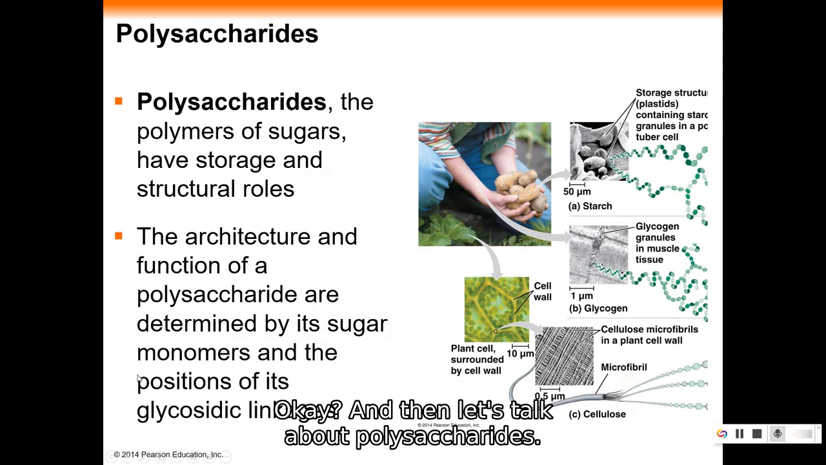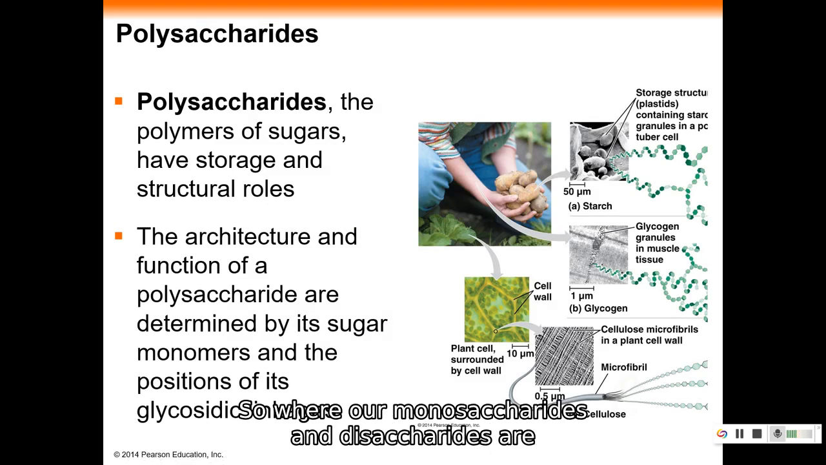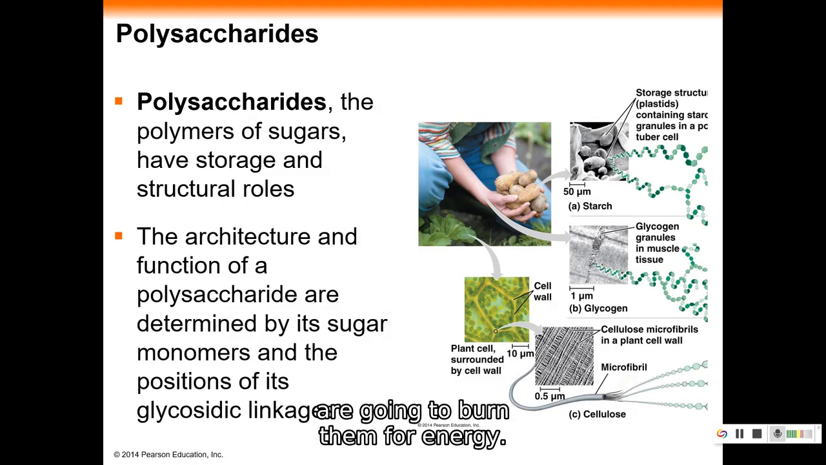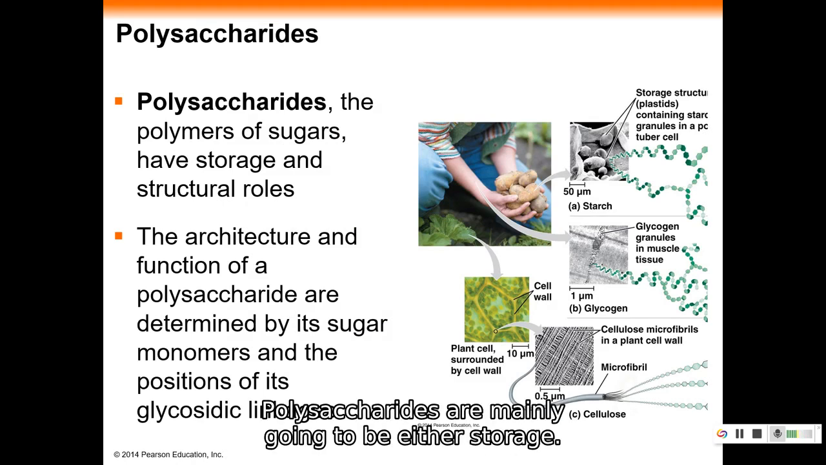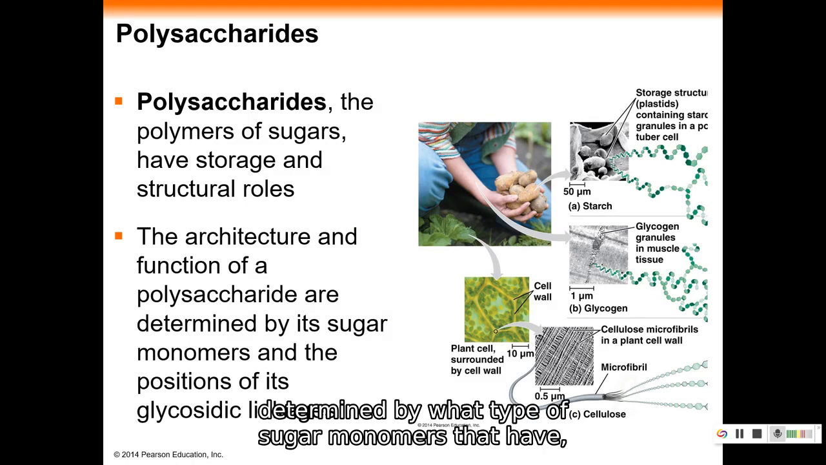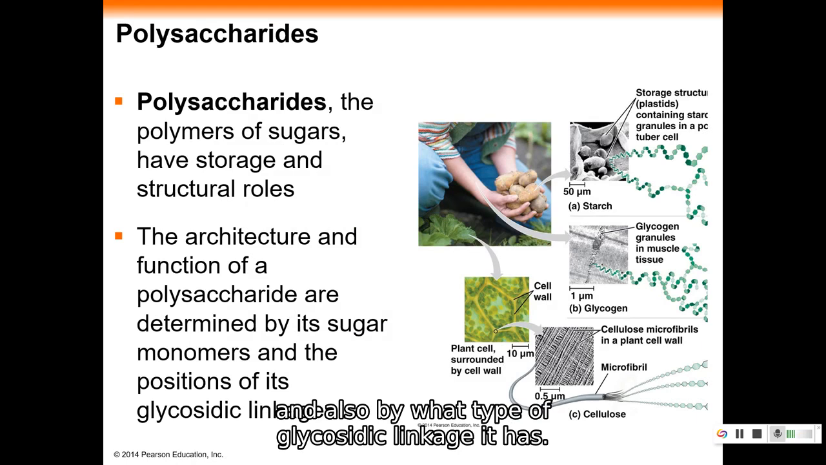Okay, and then let's talk about polysaccharides. Where our monosaccharides and disaccharides are mainly fuel, your cells are going to burn them for energy. Polysaccharides are mainly going to be either storage, so you store sugar for the long term, so that if you are eventually in a famine, you have some stored sugar for energy, and also structural roles, so holding together the cell walls of our cells. The architecture and function of a polysaccharide are going to be determined by what type of sugar monomers it has, and also by what type of glycosidic linkage it has.